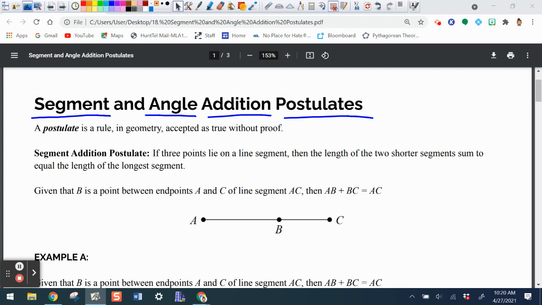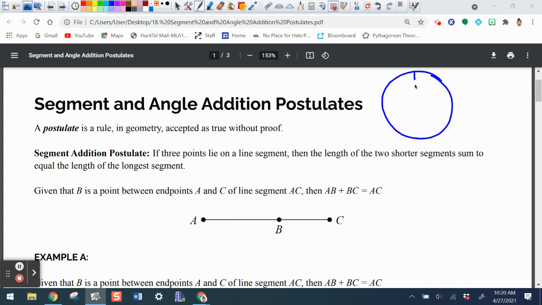Just keep in mind, a postulate is a rule in geometry accepted as true without proof. I refer to it as common sense, not to make light of what it is, but for two smaller parts to create the whole. That's really what we're looking at here. We can think of it in terms of a pizza. Two halves of a pizza make one whole. And in the same way, two line segments combined create a larger line segment.